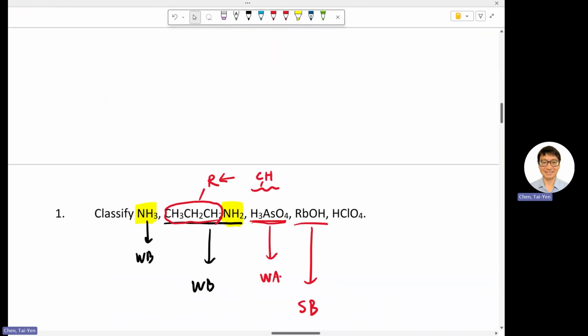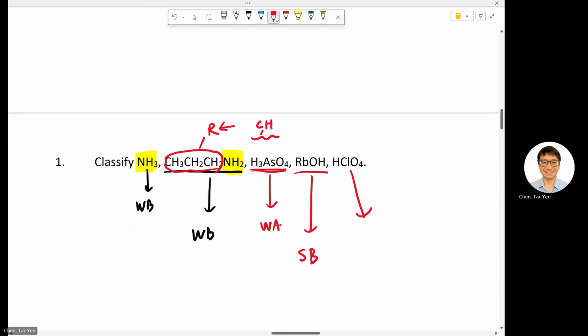Okay, next one. It's one of the big 7, right? So strong acid. Okay, so these are the types of questions you're going to encounter. But if you memorize the simple rule here, this should be very straightforward.